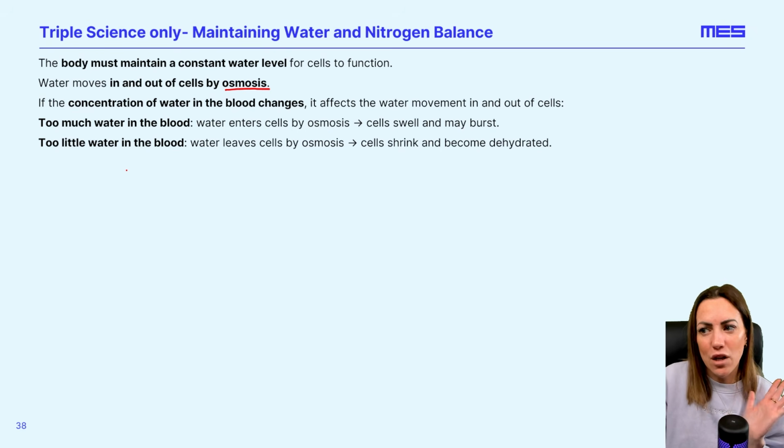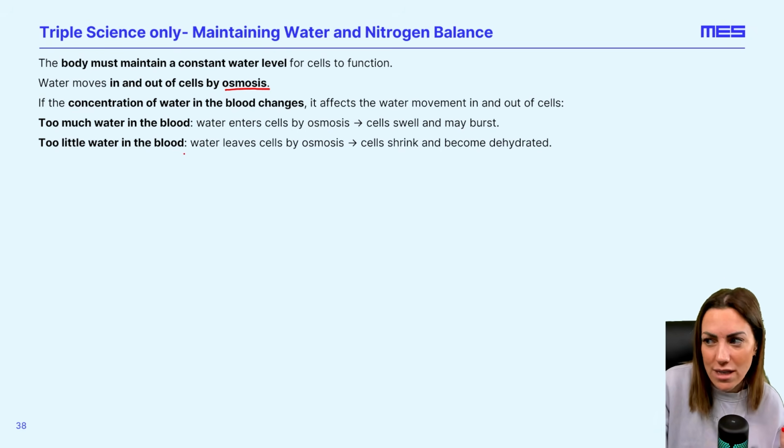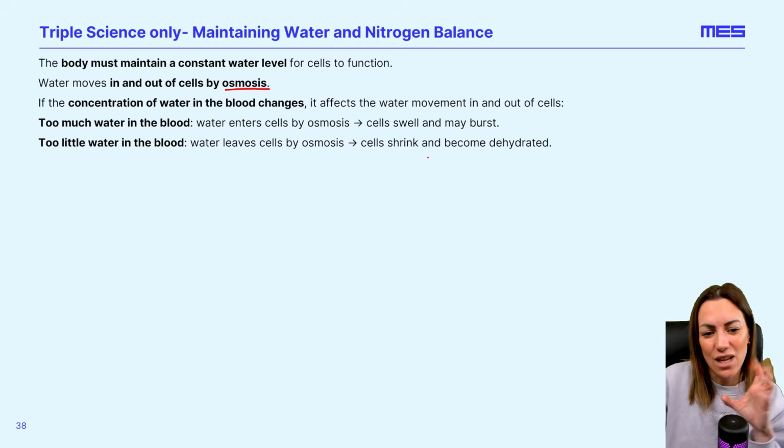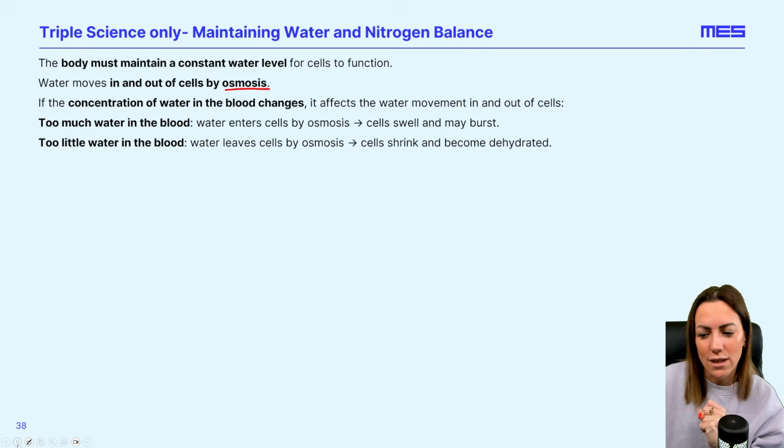But equally, if you had too little water in your blood, so your blood was more concentrated, water would leave your cells by osmosis and the cells would shrink and shrivel. So we do have to make sure we have the correct concentration of water in our blood.